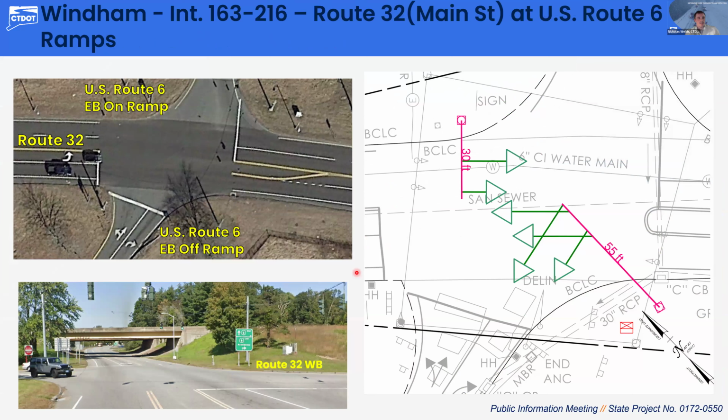So the last intersection in Wyndham is intersection 163 216, Route 32 at the Route 6 eastbound ramps. So this intersection, we're proposing a mast arm in the northwest corner and the southeast corner. And at this time, we're not proposing pedestrian facilities to be installed.